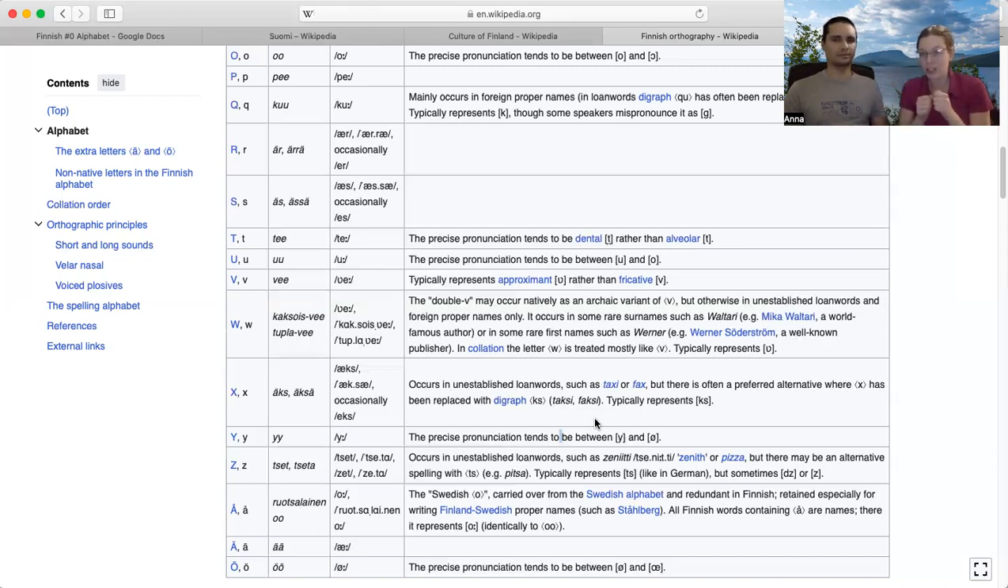But the Finnish language has the double consonant thing. Doesn't everyone have that? No, in Russian we have double consonants, but we don't pronounce them as double. Why do you have them then? I don't know.